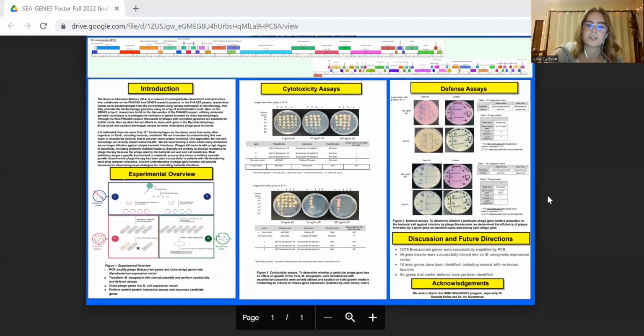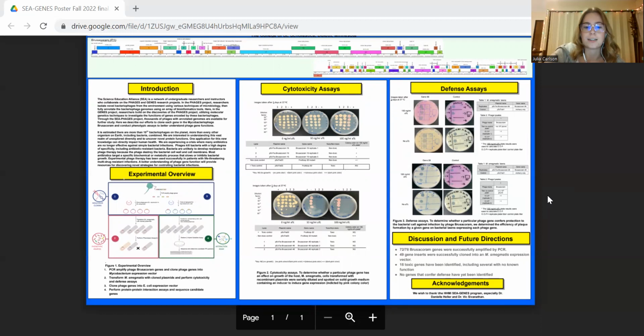Moving on to the discussion in further directions. So in conclusion, we worked with all the Brusacoram genes and found that 72 of 78 were successfully amplified by PCR, and 49 genes were successfully cloned into an M. smegmatis expression vector.